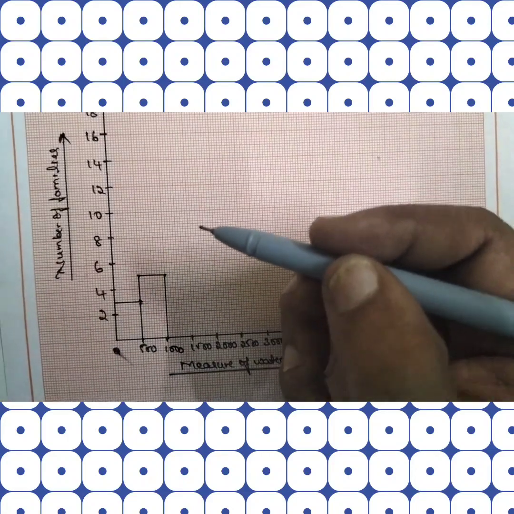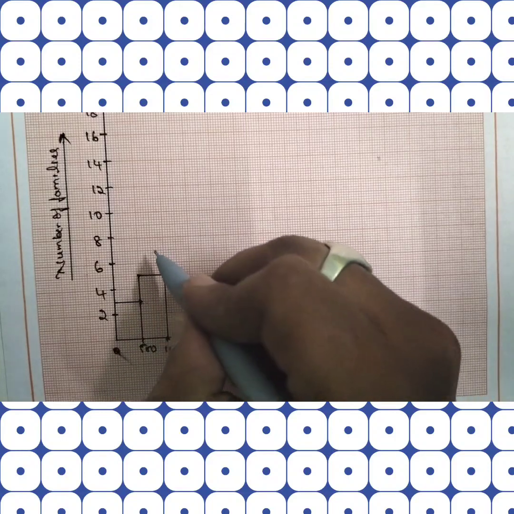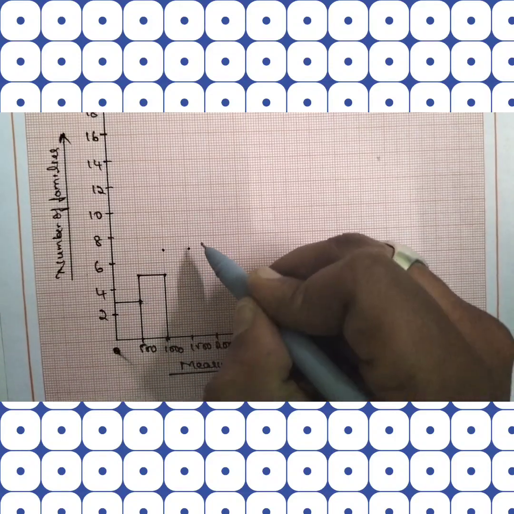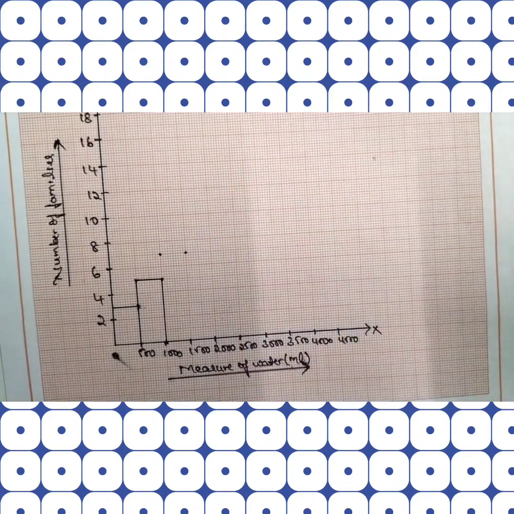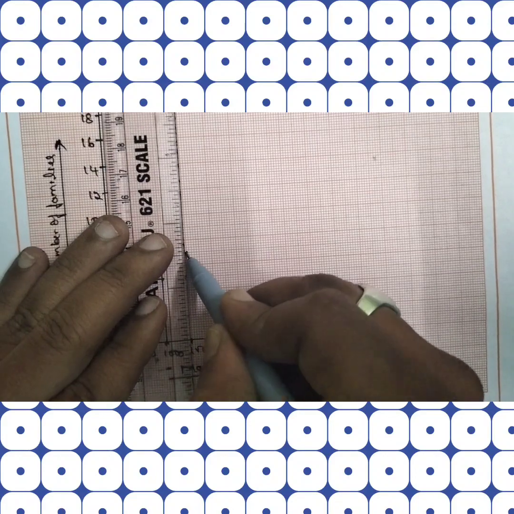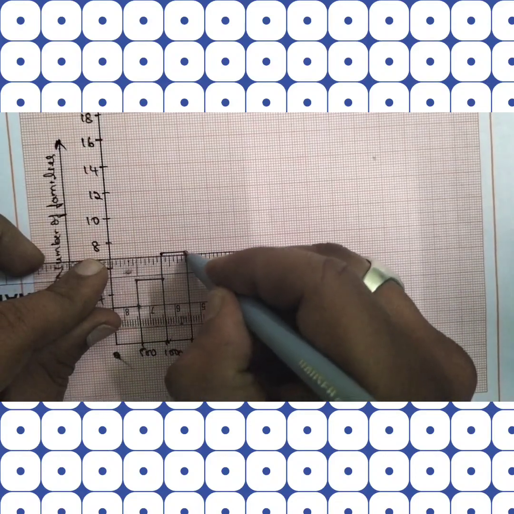500 to 1000 is done. Next, 1000 to 1500, so 7 families. 7 means in between 6 and 8. Between 6 and 8 you have to mark.